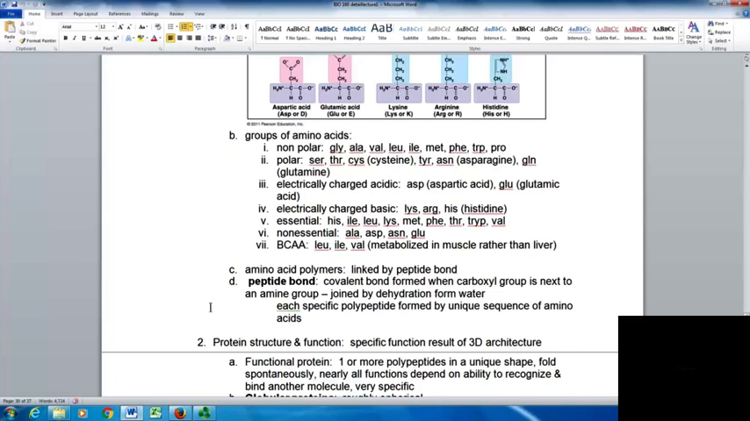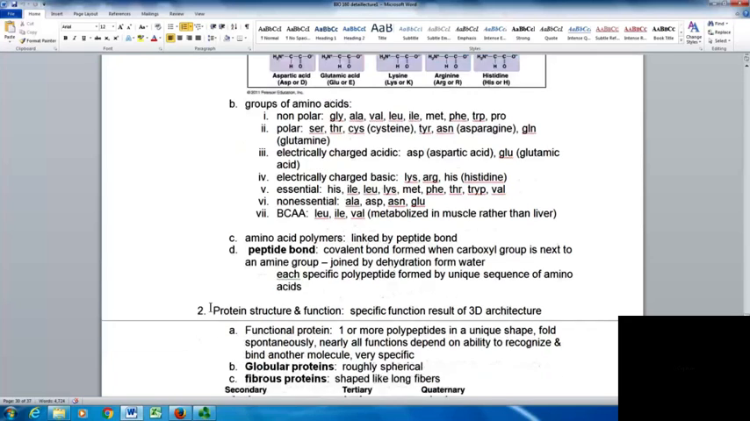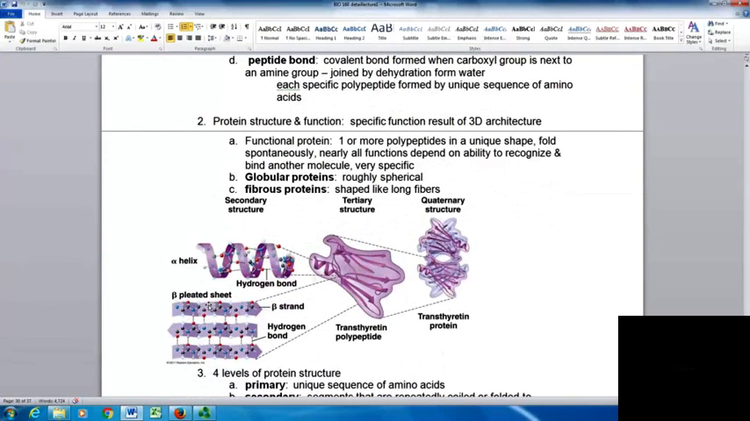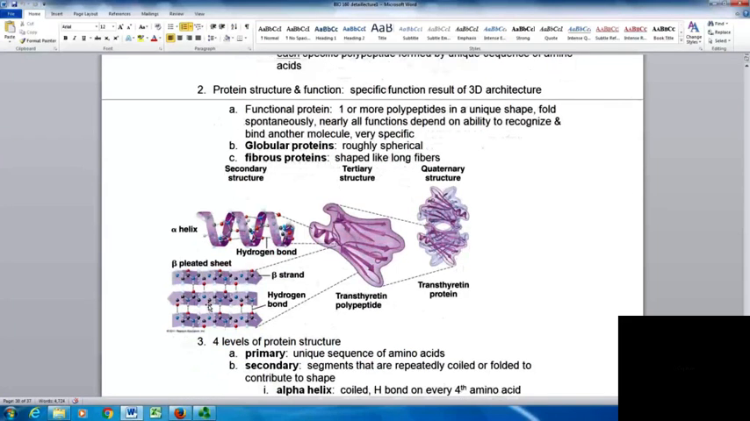Each polypeptide is going to be formed by a unique sequence of amino acids. So when we look at protein structure and function, there's going to be specific functions a protein will have that are a direct result of their three-dimensional architecture. Your functional proteins are going to have one or more polypeptides in a unique shape. They fold up spontaneously, and nearly all of their functions depend on the ability to recognize and bind to other molecules. So they are very specific.